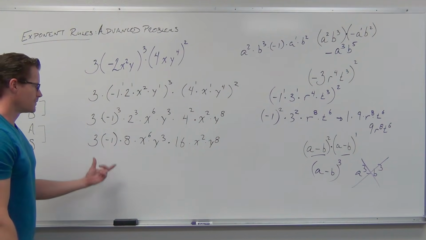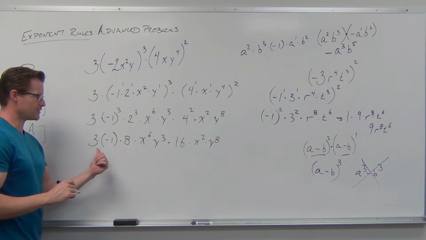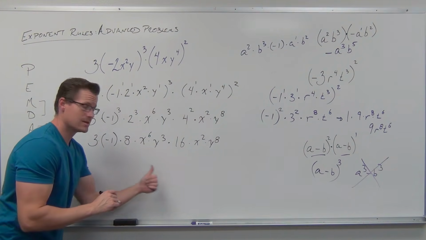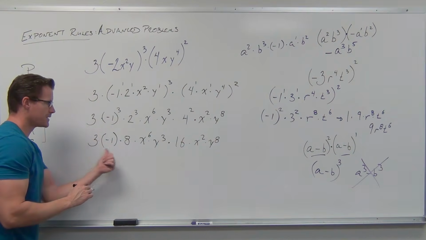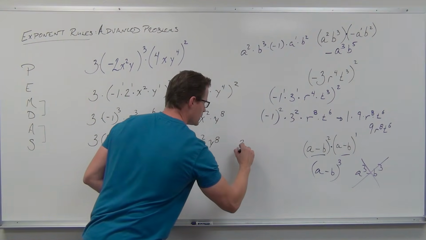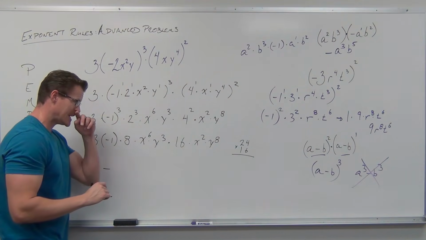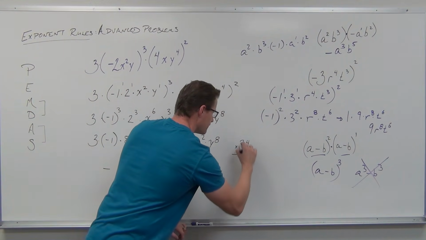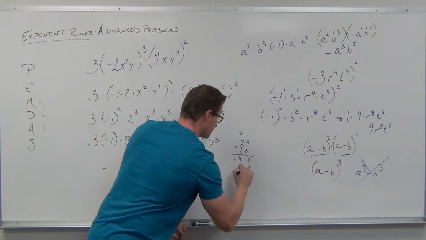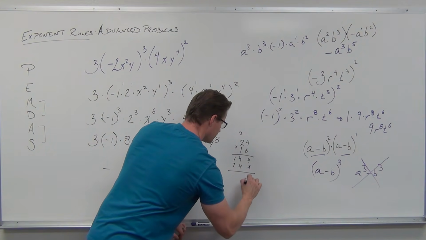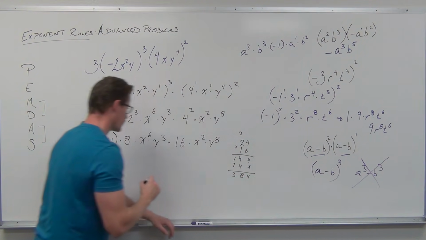And lastly, let's multiply all these numbers together. So I know that our answer is going to be negative. I know that this is 24. 24 times 16, well, let's see. 384.